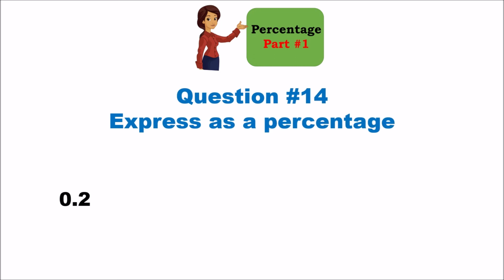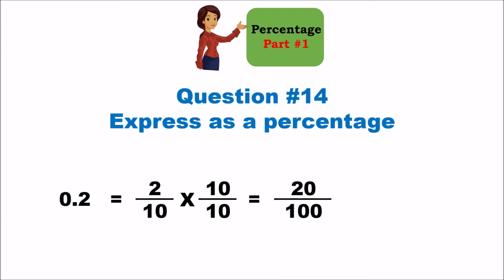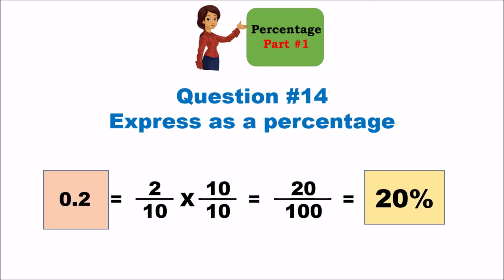Now we've got a decimal value and we'll have to express that as a percentage. Now we've got 0.2. We know 0.2 is 2 upon 10. We have to convert the denominator into 100, so we multiply the numerator by 10 and the denominator by 10. 2 into 10 is 20, 10 into 10 is 100. So 20 upon 100, which is 20%. So we can say 0.2 in terms of a decimal value is 20% in terms of a percentage.